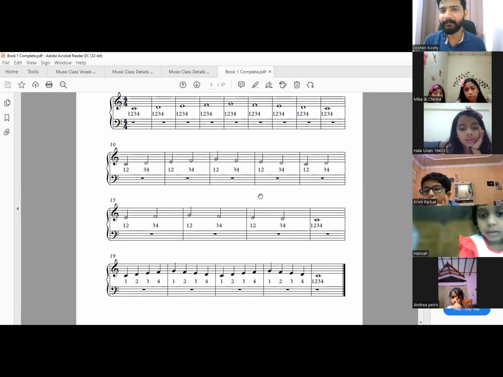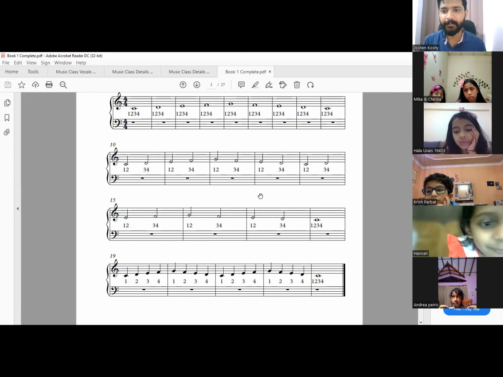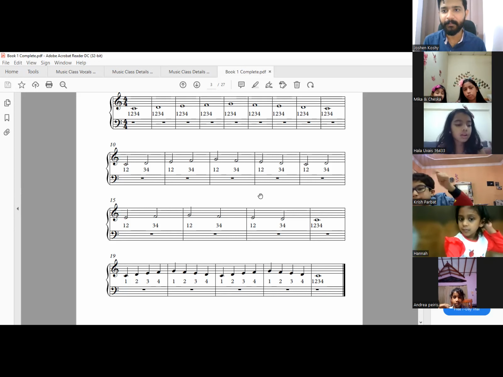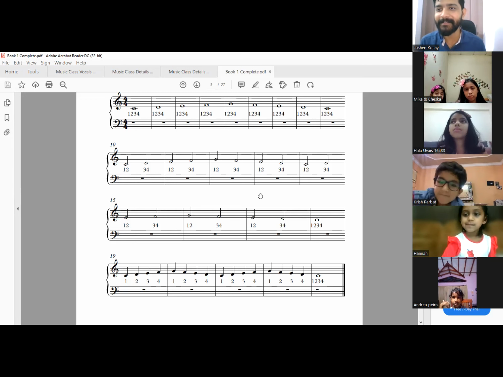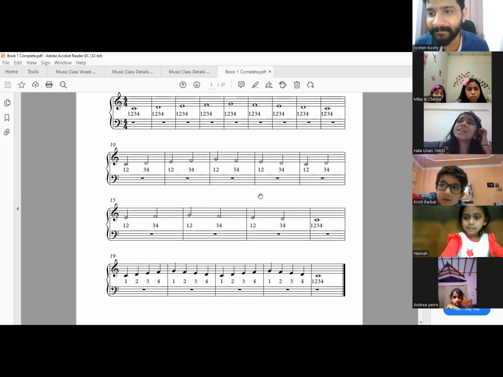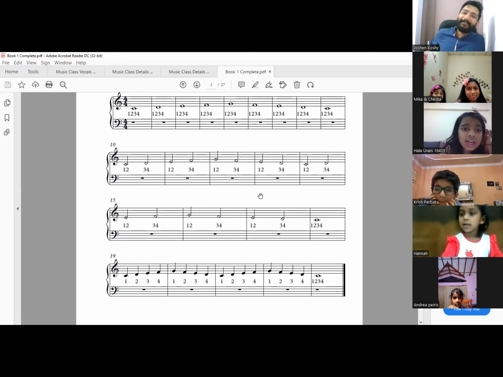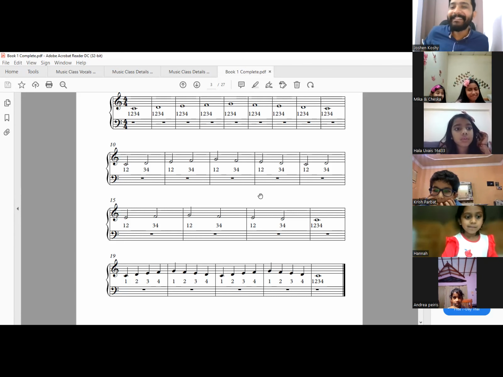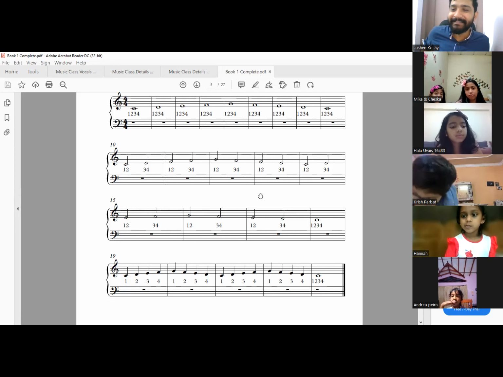Done counting? Who's ready? Hala, you found? Okay, Mika and Cheska is ready. Krish is also ready. Okay, let's ask Krish then. Krish, tell me what's your answer? 24. Who says it's 24? 24 4 beat notes. What's the answer, Hala? Sir, is it 43?